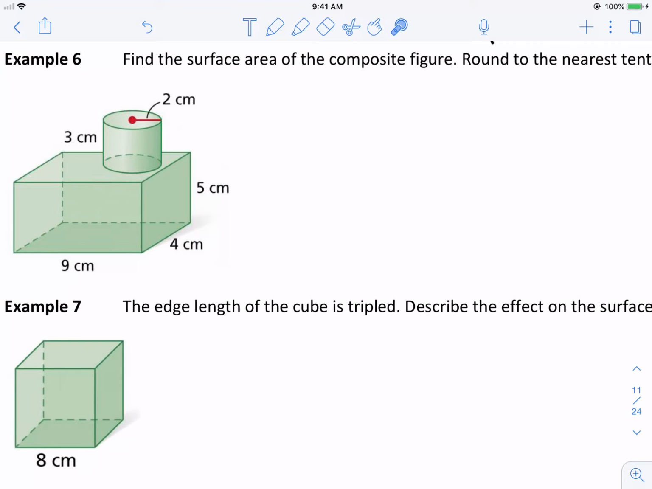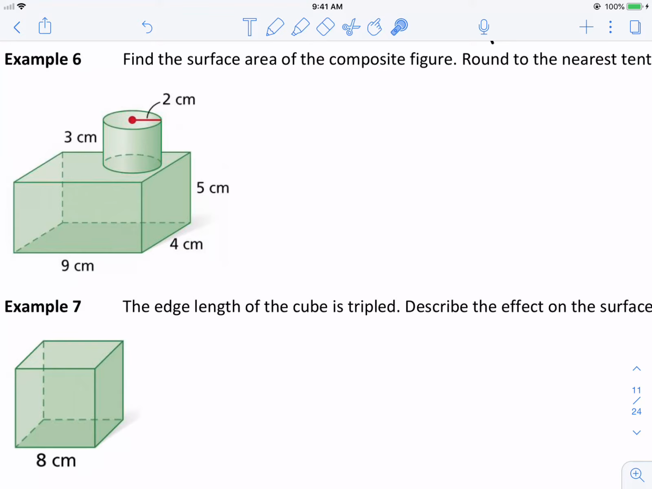In example 6, we're finding the composite surface area of this cylinder sitting on top of a rectangular prism, or a box. There are a couple of ways to approach the breakdown of this composite surface area. We could find both surface areas totally separately, the full surface area of the box and the full surface area of the cylinder, but then we have to be very careful about subtracting away surfaces that are not exposed on the outside. Some students like that approach.